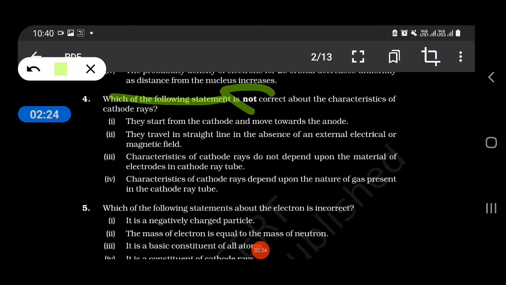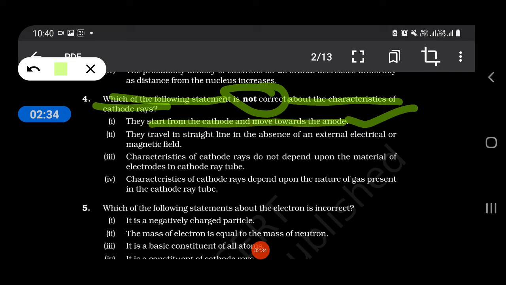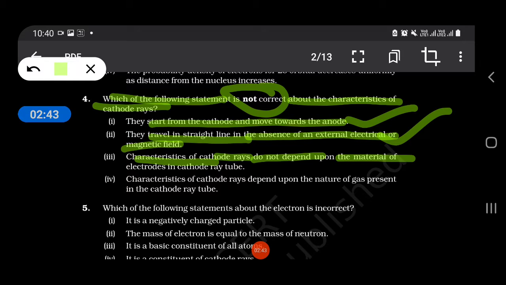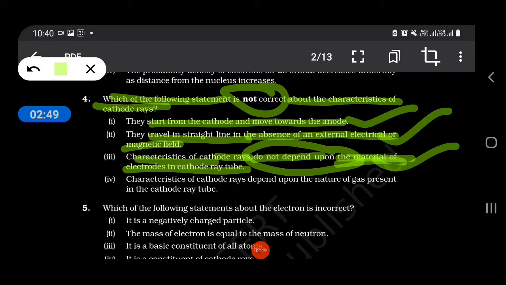Which of the following statements is not correct about the characteristics of cathode rays? They start from the cathode and move towards the anode. It is correct. They travel in a straight line in absence of external electrical or magnetic field. It is correct. Characteristics of cathode rays do not depend upon the material of electrodes in cathode ray experiment. Does not depend on the materials. But this one is incorrect, so our answer is 4 because it was asking for not correct. Characteristics of cathode rays depend upon the nature of gas present in the cathode ray tube. It is incorrect, because cathode rays do not depend upon the material of electrodes in cathode ray tube.